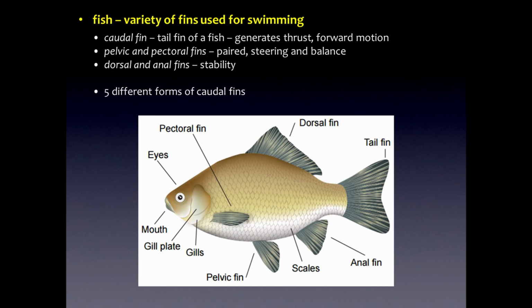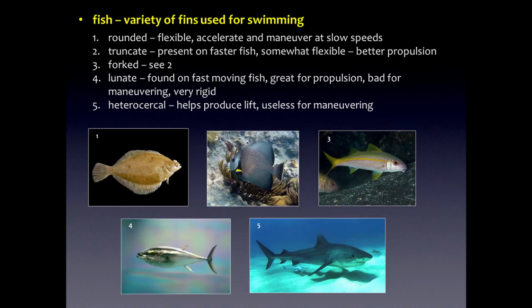What we're going to take a look at are the caudal fins, the tail fins. And there's 5 different types of caudal fins, and all of these play a role in how that fish will move through the water. So here we have examples of the 5 different types of caudal fins. Number 1 is a rounded fin. So remember, look at the tail fins here and take a look at the shape of them.